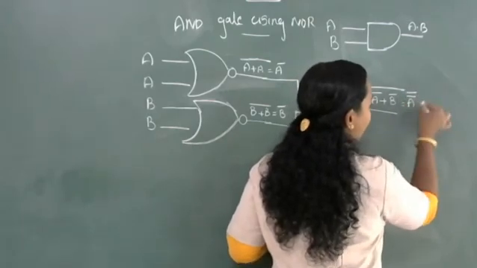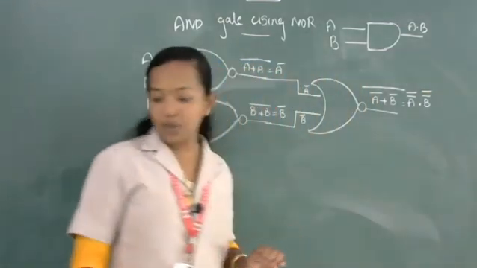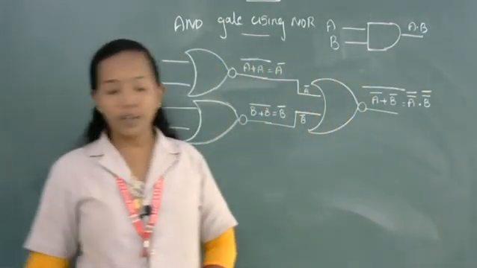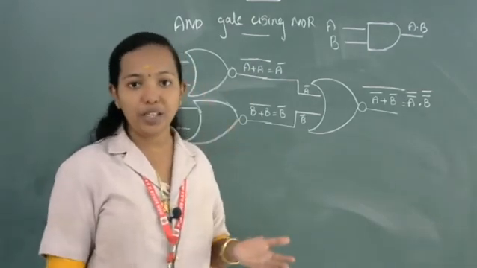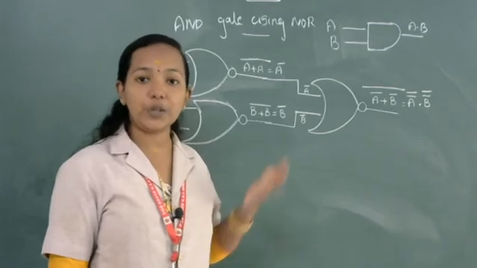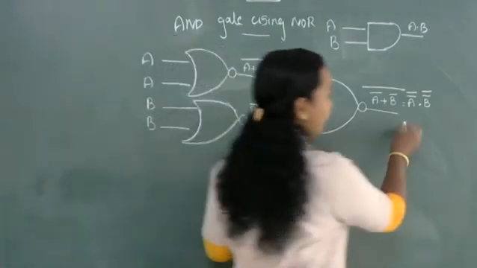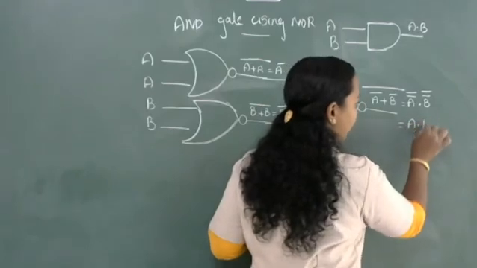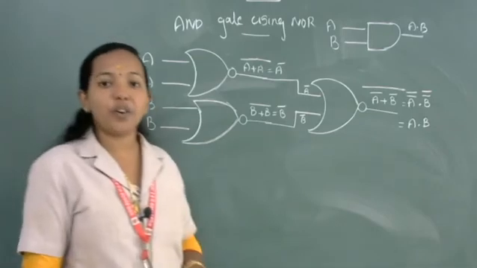A double complement dot B double complement. According to involution law, A double complement equals A and B double complement equals B. So we can write it like this: A dot B. What will be the answer? What does A dot B indicate?